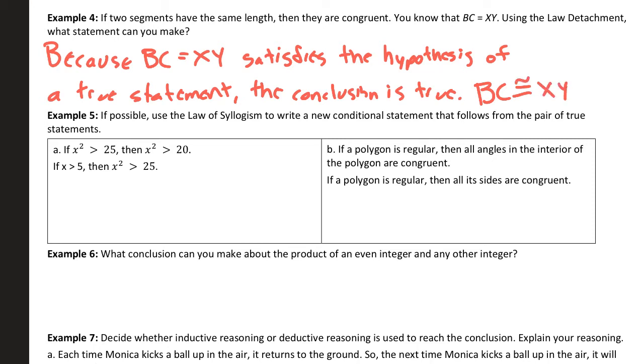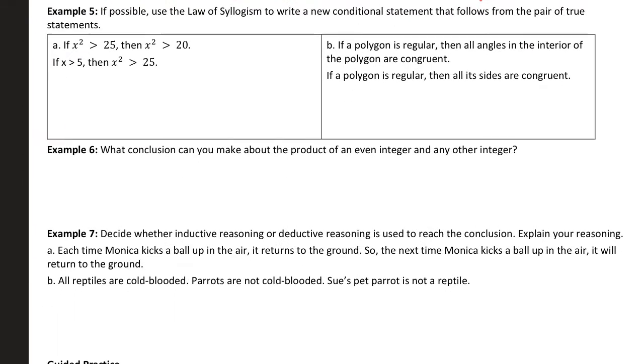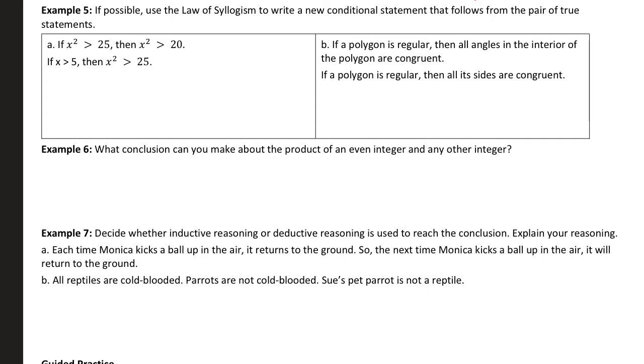So it's saying if two segments have the same length, then they're congruent. I said these segments have the same length. That means that they're congruent. Next, example 5. If possible, we're going to use the law of syllogism. So that takes two statements to write a new conditional statement.